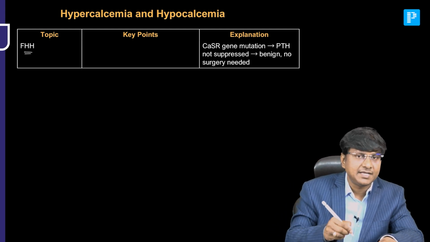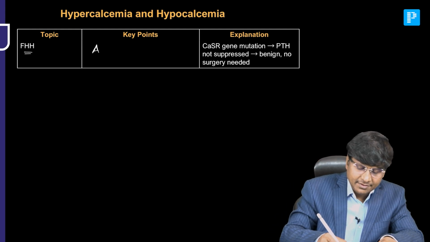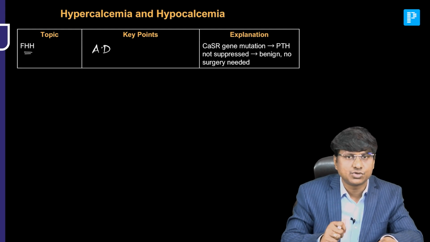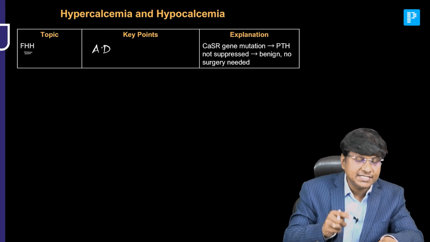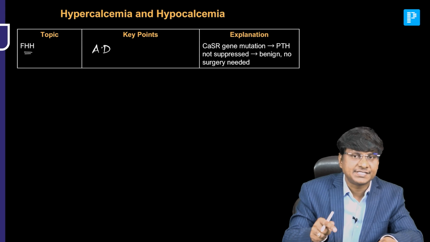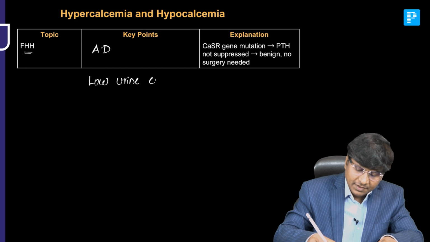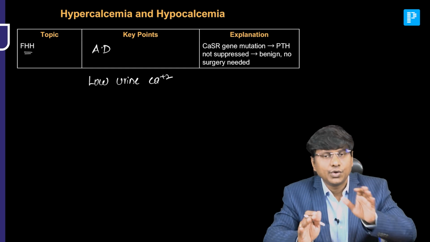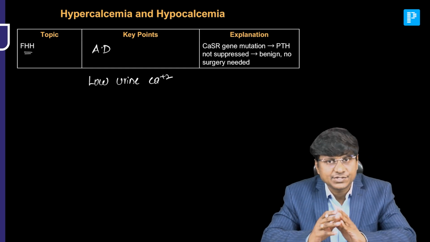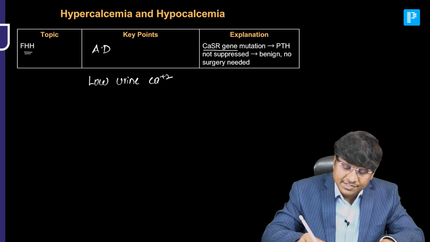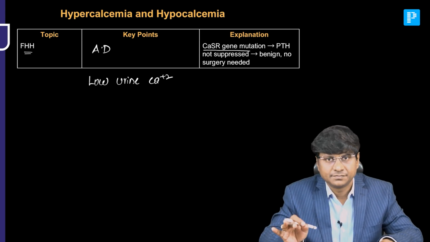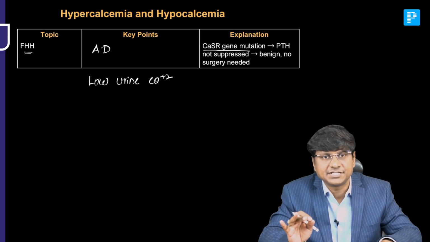Now, the first important one is familial hypocalciuric hypercalcemia. It is an inherited disorder, with an autosomal dominant type of inheritance, and it is familial hypocalciuric. That means there will be low urine calcium. And what is this due to? This is due to calcium sensing receptor gene mutation.